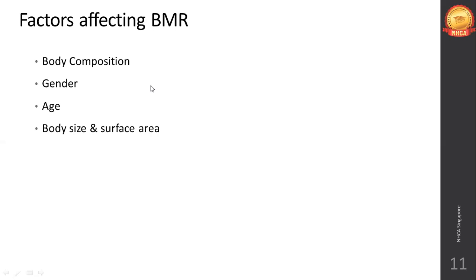So as soon as the body surface area increases, the heat lost from that surface area is also more. You have to consider that also. So the heat loss will also be more in the tall, thin person as compared to a short, fat person. Both of them are of the same weight, but the tall, thin person's BMR will be higher as compared to the short, fat person.